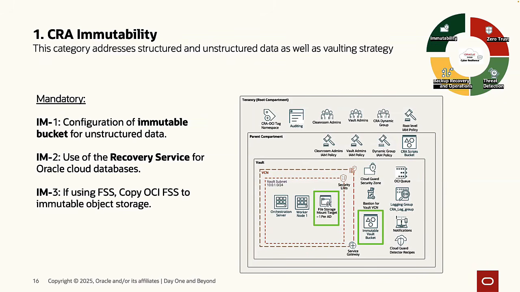And third is, if you have additional mission critical data sitting in file systems, we have a managed NFS service called File System Service, FSS. We recommend that you get that data into your immutable object storage bucket. There's commercial tools and there's also open source tools like rclone, which will allow you to copy from NFS to object storage, for example.